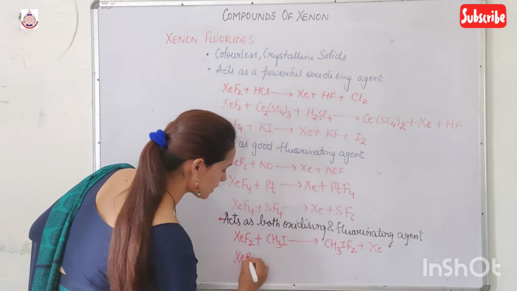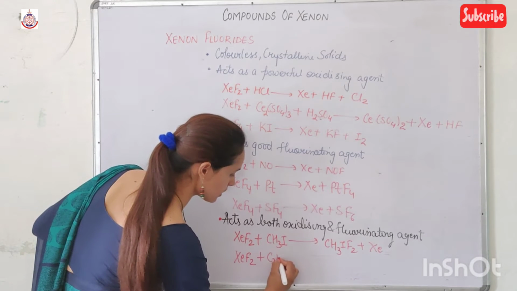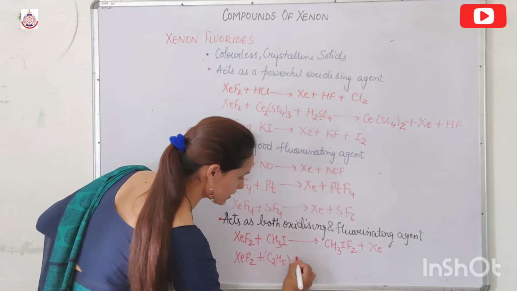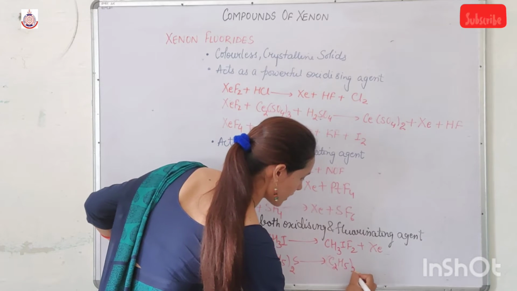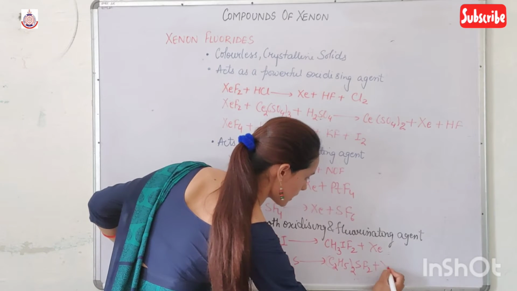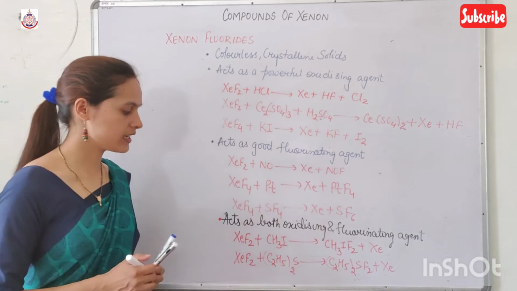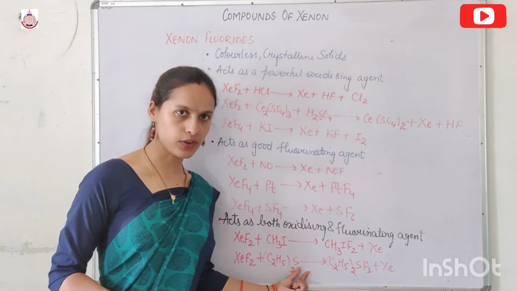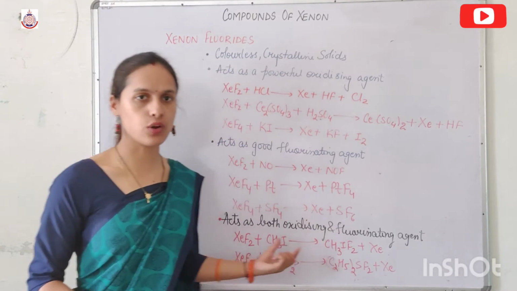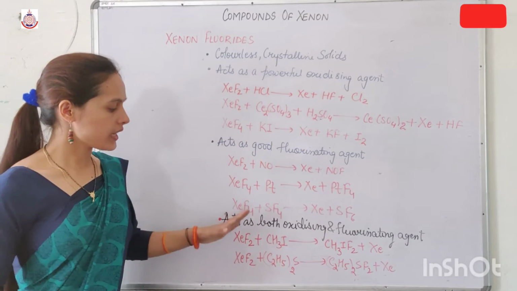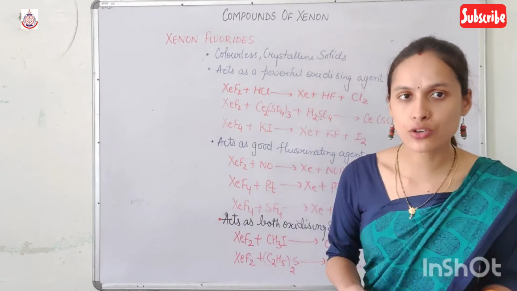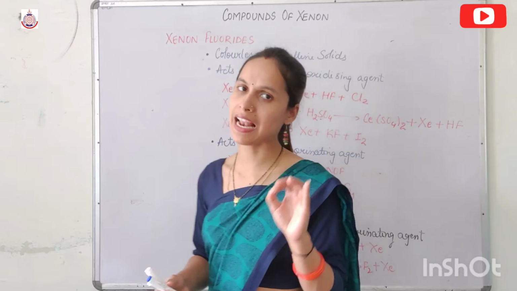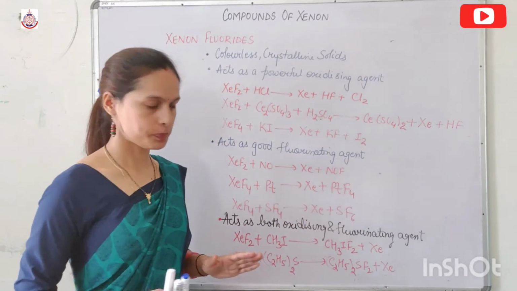Similarly, suppose XeF2 reacts with (C2H5)2S, then we get (C2H5)2SF2 plus Xe. Here also they result in the oxidation of sulfur and the addition of fluorine along with the sulfur. So in these compounds they oxidize and fluorinate the heteroatom without disturbing the alkyl or the aryl group.